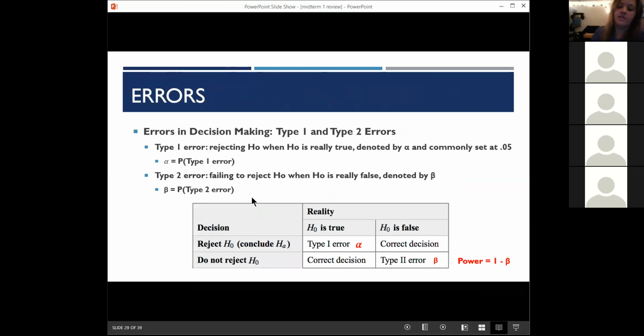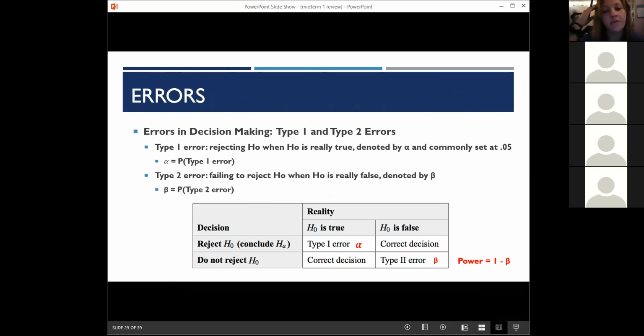Speaking of errors, here they are. Our alpha, remember, is what we just talked about. It's our significance level, and that's our probability of making a type 1 error. That's why we want it to be small, and why we want our p-value to be smaller than that, because that means there's a low probability that we made a type 1 error. Remember, a type 1 error is when we reject the null when the null is true. So we're saying that there is a change when there's not. We're rejecting the null when the assumption that we made initially was actually true.